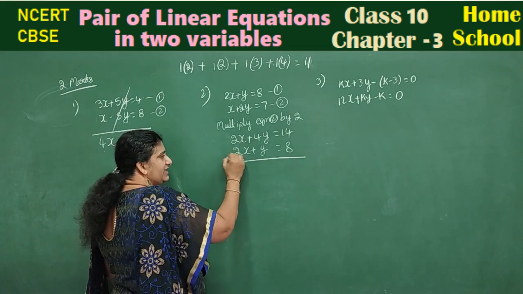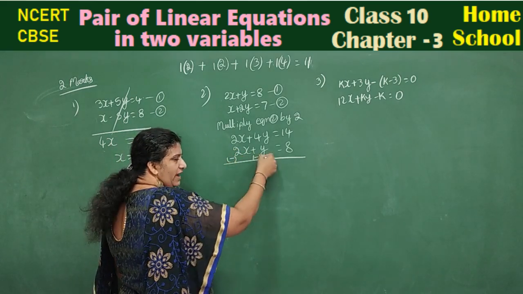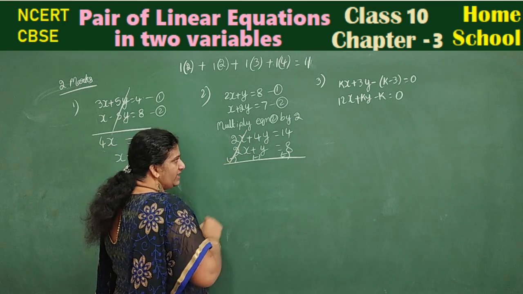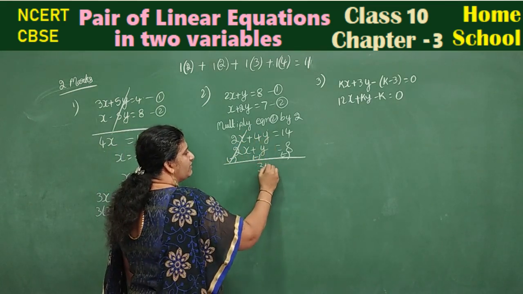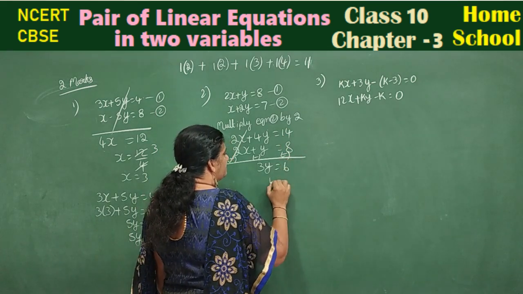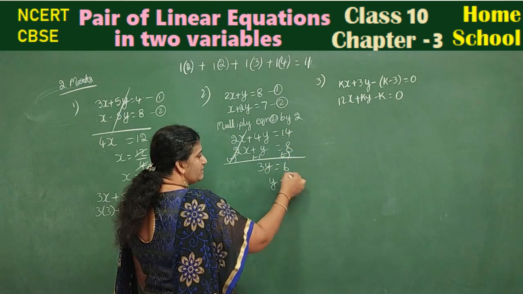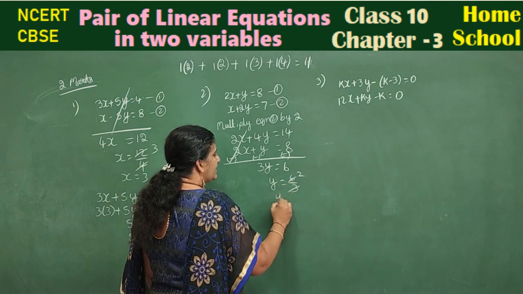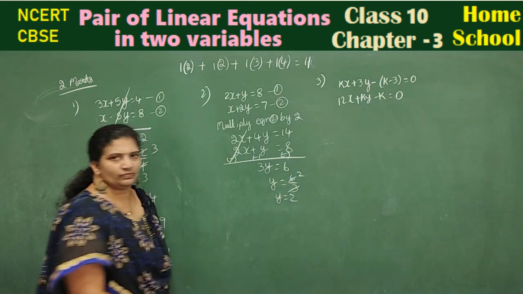Therefore, subtract these two equations. When you subtract, the sign will be changed. 2x minus 2x, 4y minus y will be 3y, 14 minus 8 will be 6. 3y, 3 is a multiple, send other side it will be divided. 3 2s are 6, y is equal to 2.